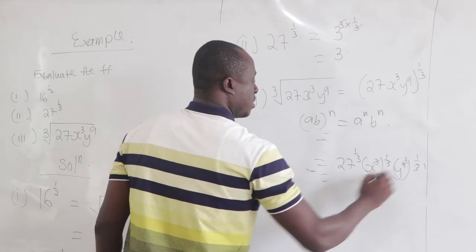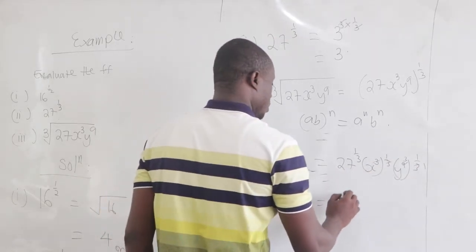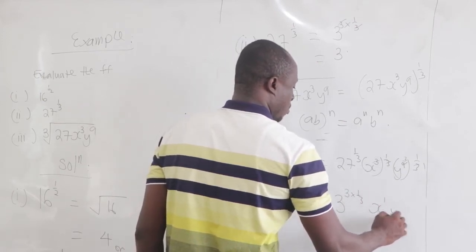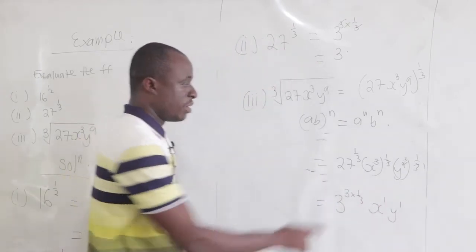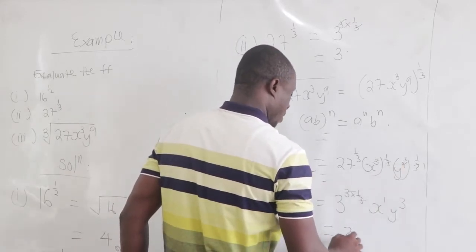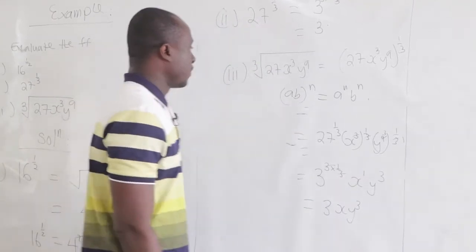This will go 1. This will go here. That is 3 times. Now you can change this also to 3 to the power 3. So 3 to the power 3 times 1 over 3. x to the power 1. y to the power 3. Now we have 3 x y to the power 3.